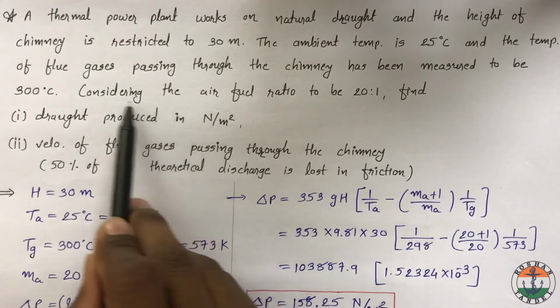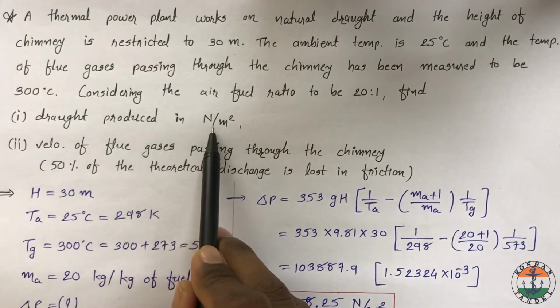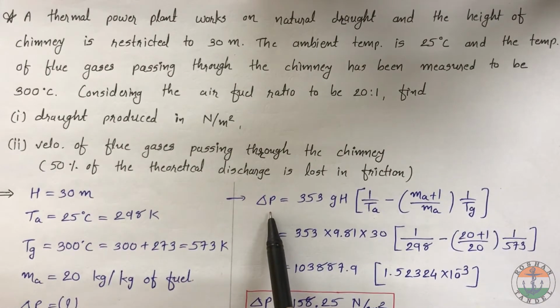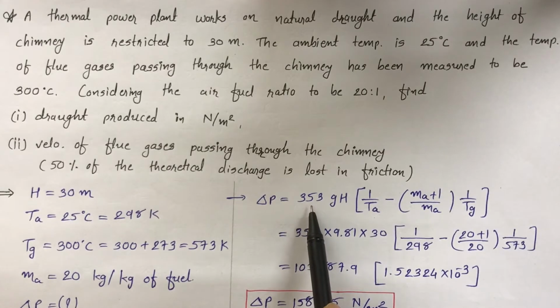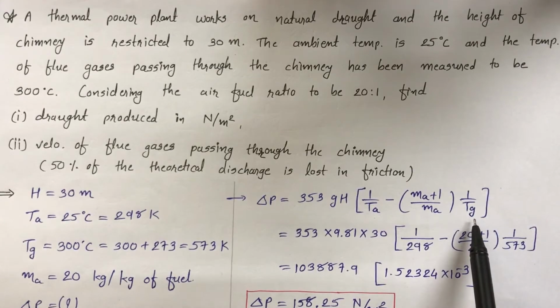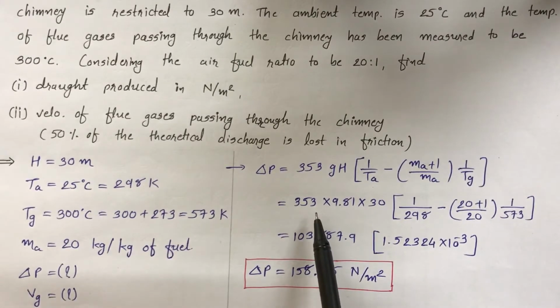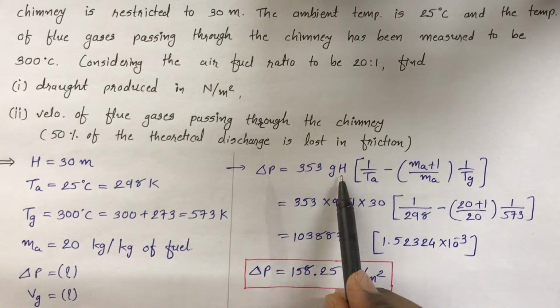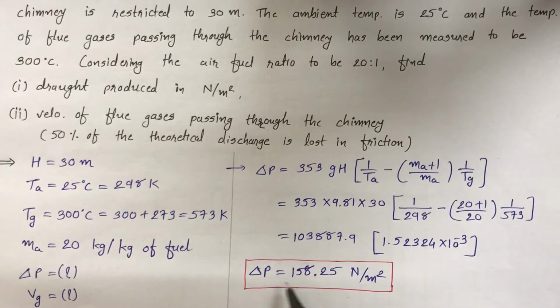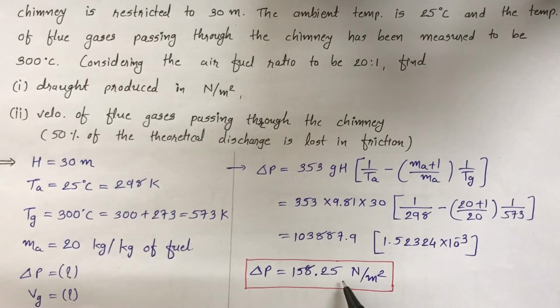First, we have to find draft produced in Newton per meter square. We have an equation of delta P. Delta P equal to 353 GH [1 upon TA minus Ma plus 1 upon Ma, 1 upon Tg]. Now here you have all the values to calculate delta P. So put the values of H, TA, Ma and Tg. You will get delta P is equal to 158.25 Newton per meter square.